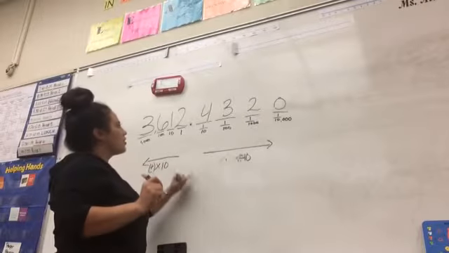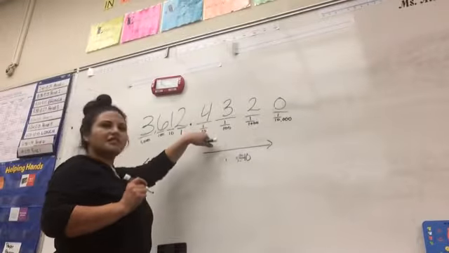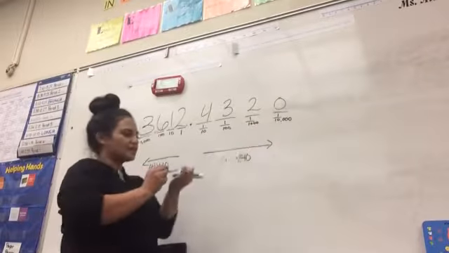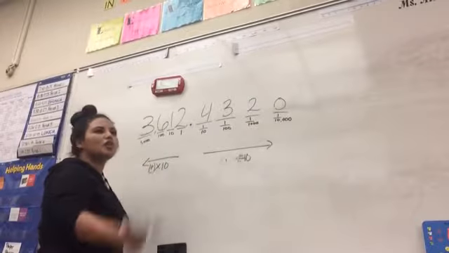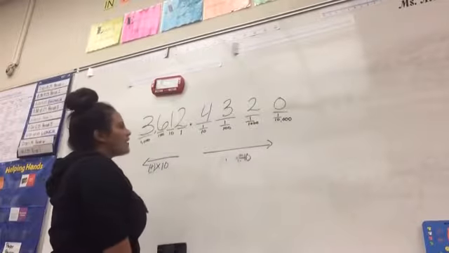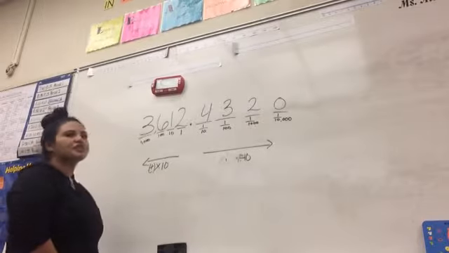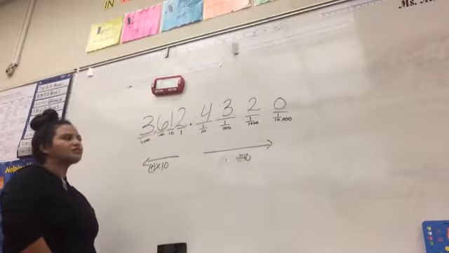Okay, so how many zeros are here? 1, 2, 3, and 4. Okay, so it's going to keep increasing. This can go on to infinity, okay? So right now we're talking about place value. If I said circle what's in your hundredths place, what would you circle?